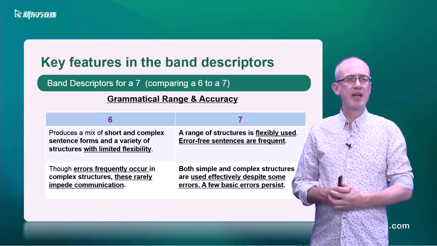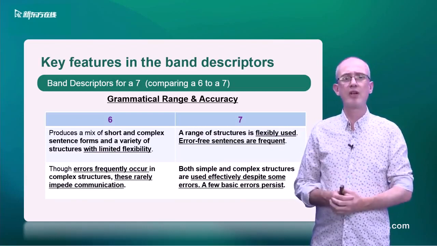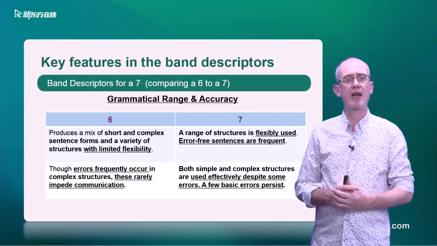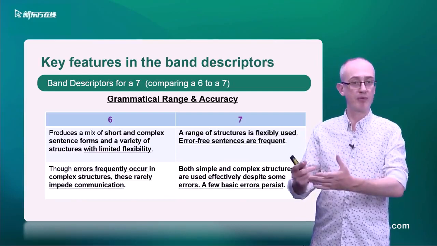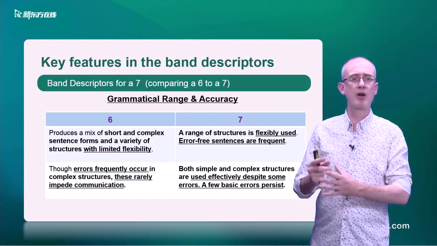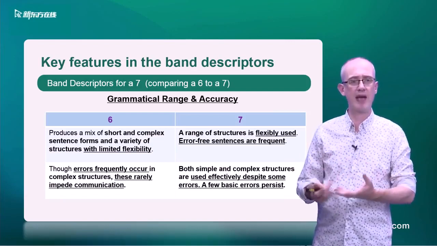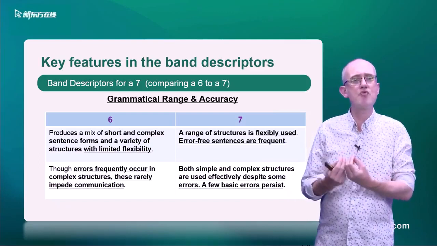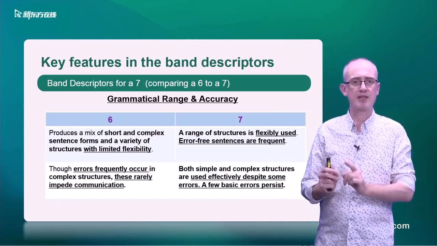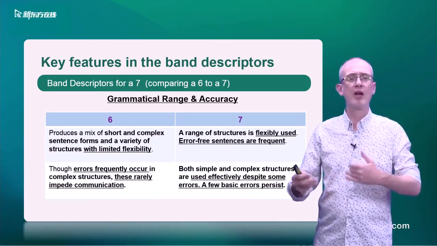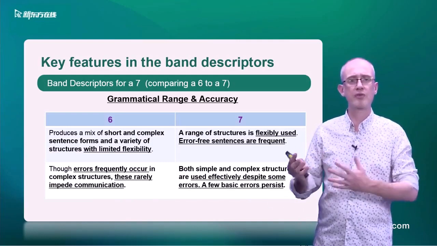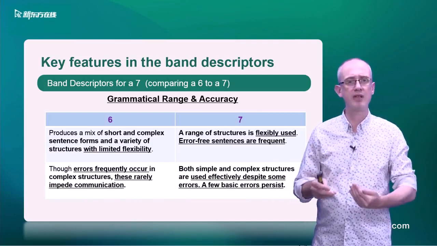So, 6: errors frequently occur in complex structures, but they rarely affect communication. But for a 7, simple and complex structures are used effectively, despite some errors. A few basic errors persist, a few. So we've got, again, effective use of simple and complex structures. Again, there's a flexibility thing going on here.